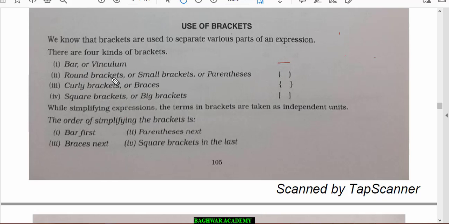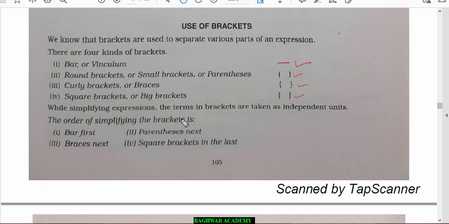Next we have round brackets, small brackets, or parentheses. Next we have curly brackets or braces. And the fourth one is square brackets or big brackets. So these things we need to remember: bar, small brackets, curly brackets, and big brackets. This is required to be remembered.